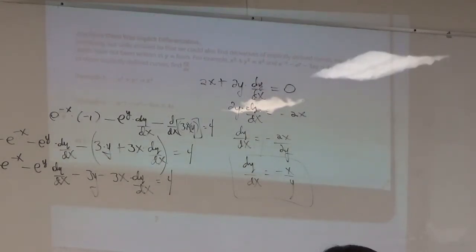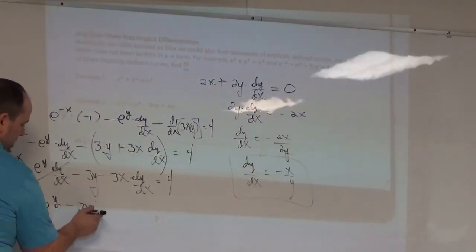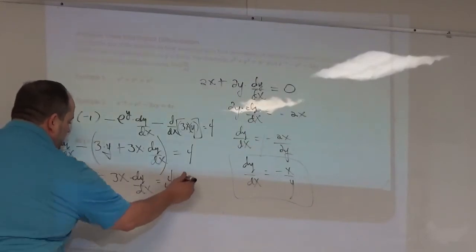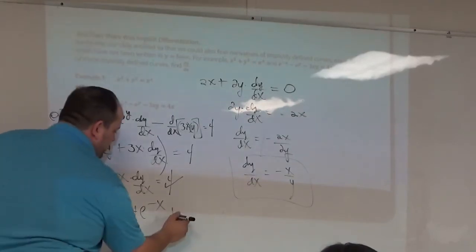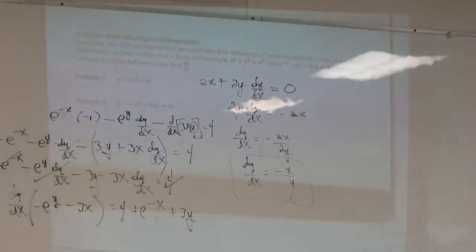You add the e of negative x and the 3y to the other side. Okay, why are you going to move the negative e to the negative x and the negative 3y to the other side? Because they're not being multiplied by dy. They don't have that dy dx term. We like to keep the terms that have dy dx on one side so that we can factor out the dy dx. So you'd have dy dx times, I'm going to do all the algebra at one time, negative e to the y, negative 3x, there's the 4, negative e to the negative x, we're going to add e to the negative x, check, negative 3y, we're going to add 3y.